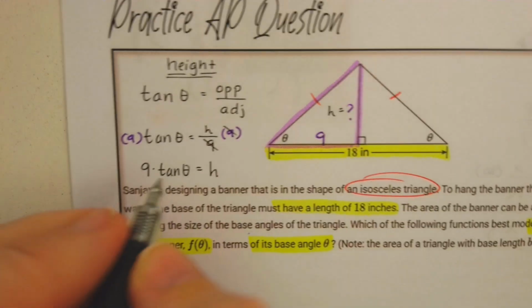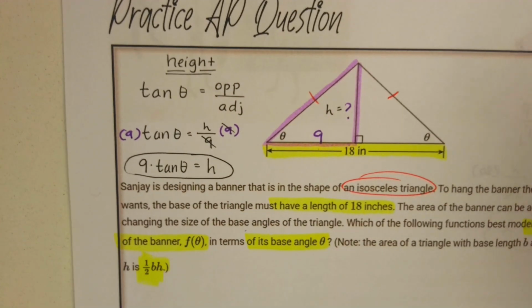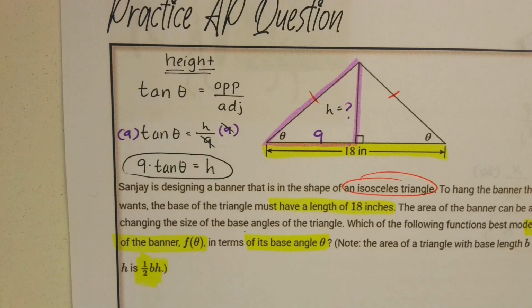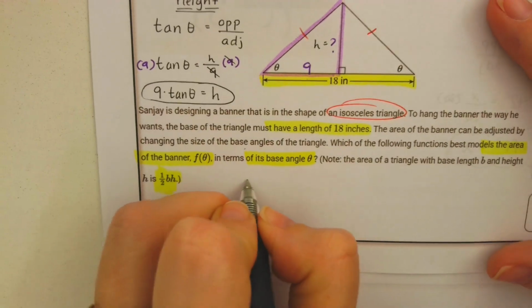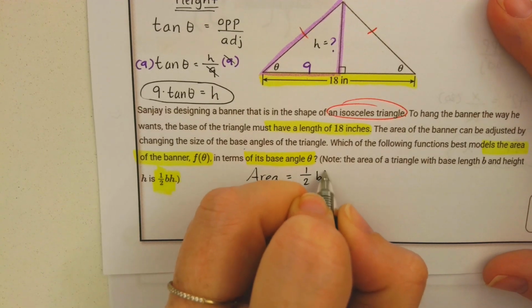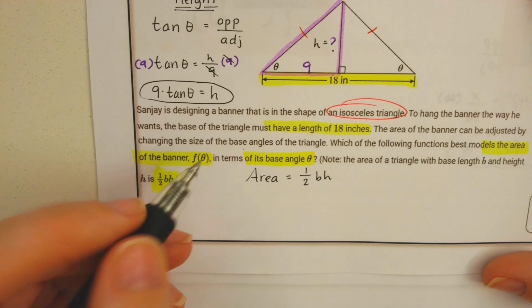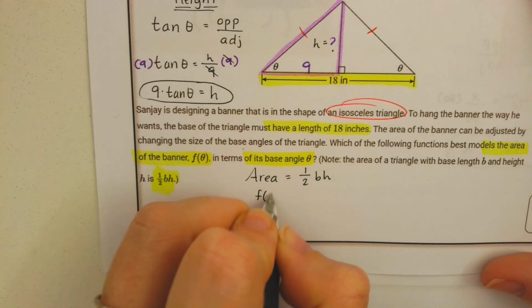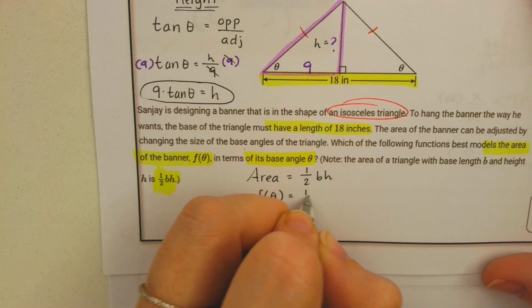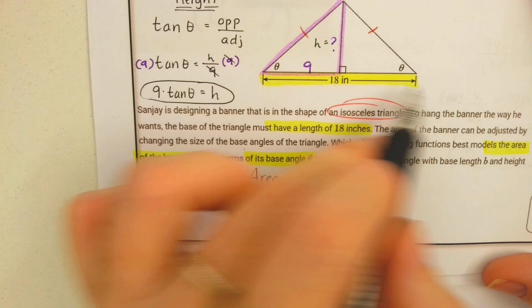So now that we know that the height is 9 times the tangent of theta, do we have enough information to find area, which is 1/2 base times height? Yes, we do. Let's do it. So area equals 1/2 base times height. They already told us area is f of theta, which is just function notation. So f of theta equals 1/2 times the base. What is the base of the whole entire triangle? 18.